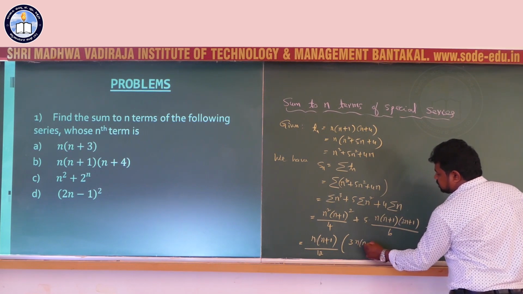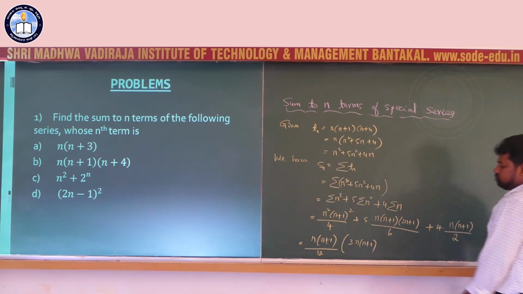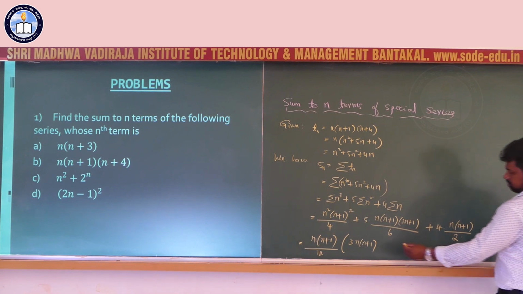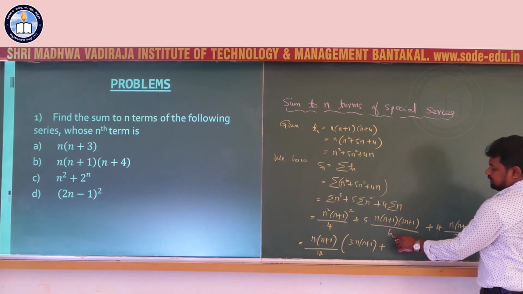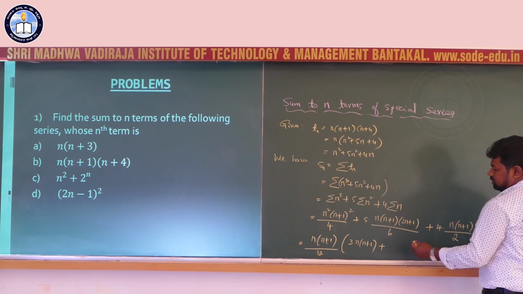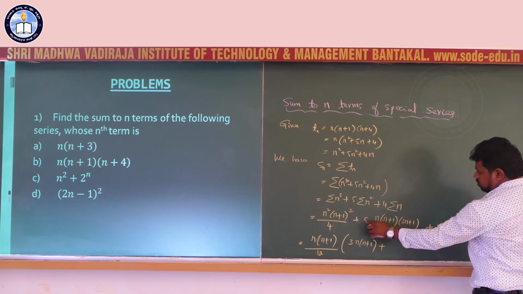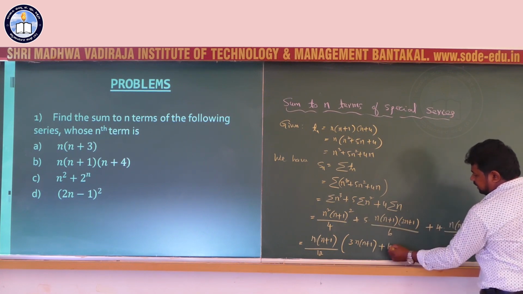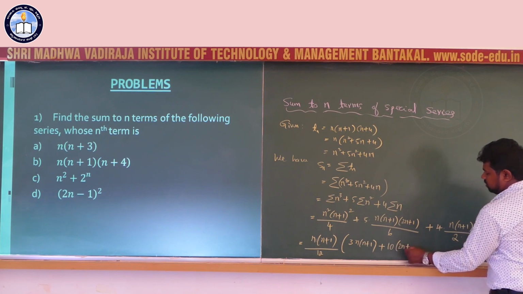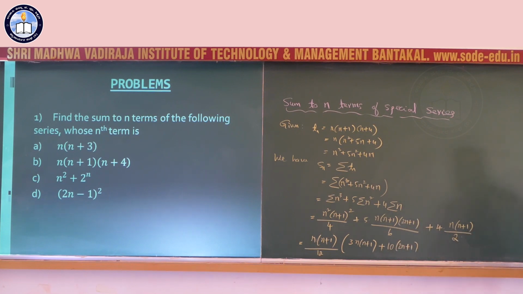n into n plus 1 plus, here 6, I take 12 outside, therefore into 2, 10 into 2n plus 1, plus, here in the denominator 2, but I take 12 outside, so multiplied by 6, 6 into 4, 24.